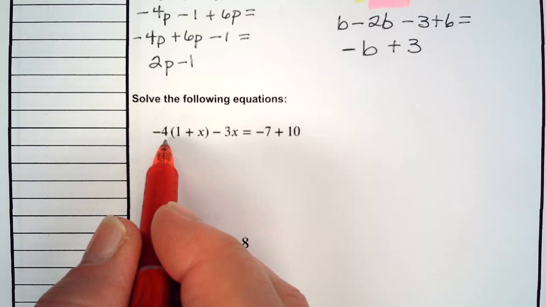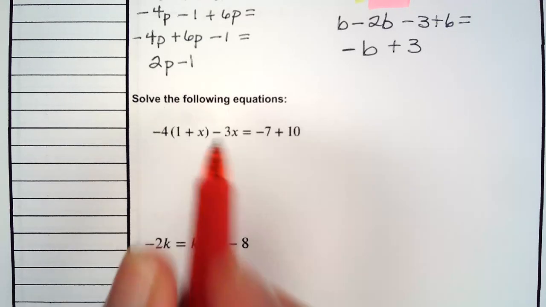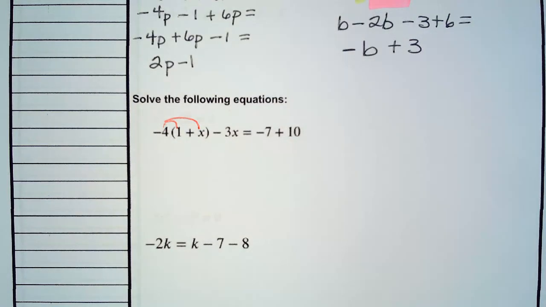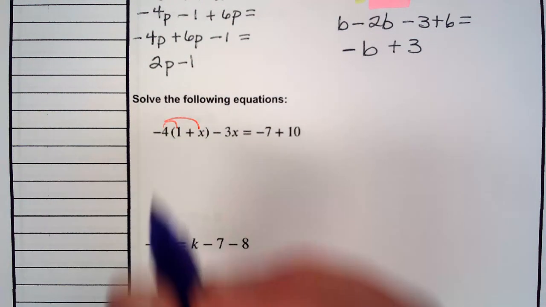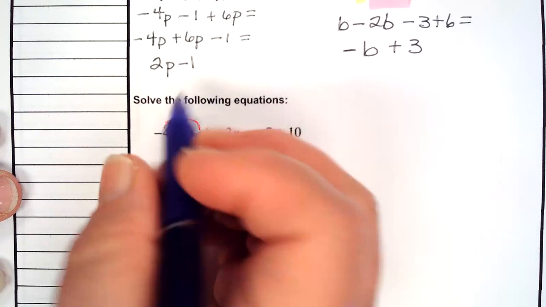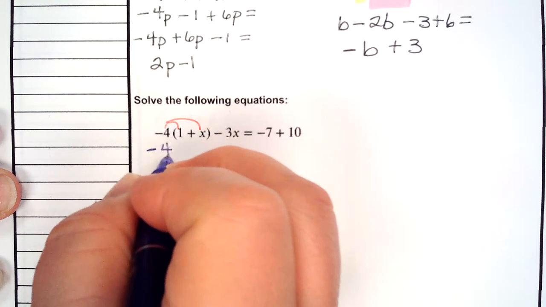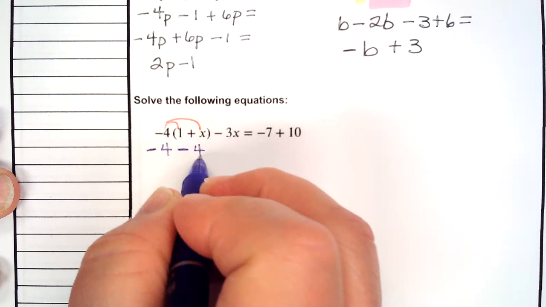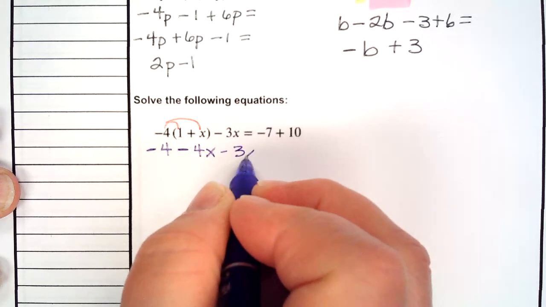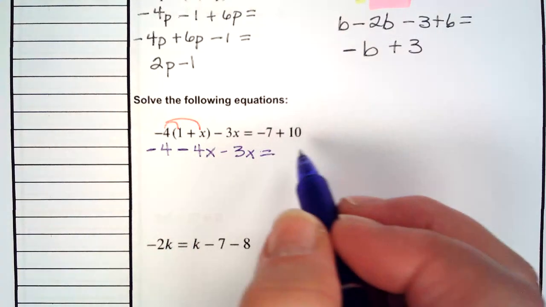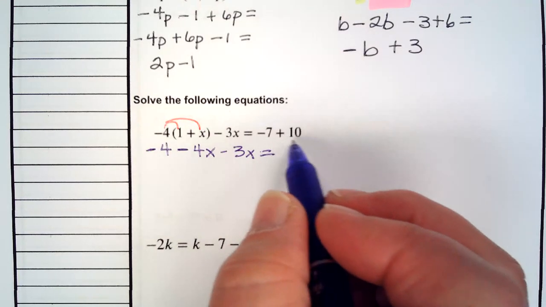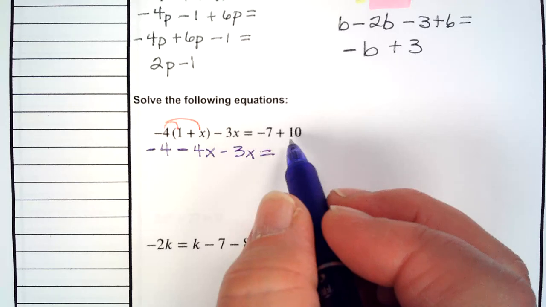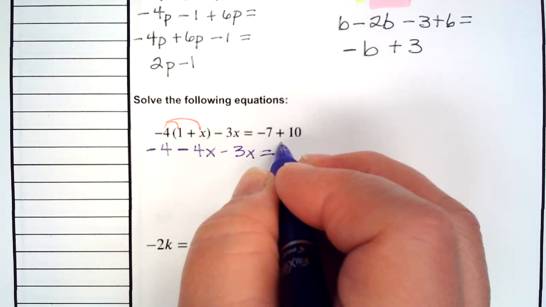So I've got to distribute the -4 to both of the terms inside my parentheses. -4 times +1 is -4. -4 times +x is -4x. Minus 3x is equal to. Now I can go ahead and simplify this because we've got 10 plus -7, -7 plus 10. 10 minus 7 is 3.